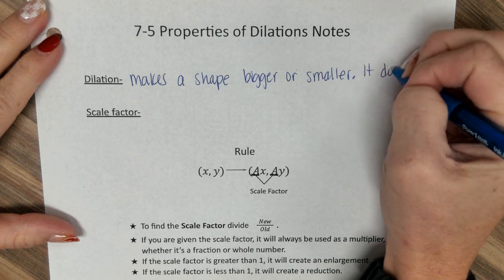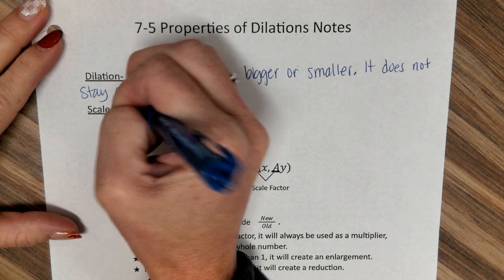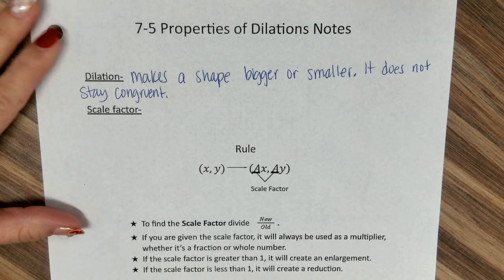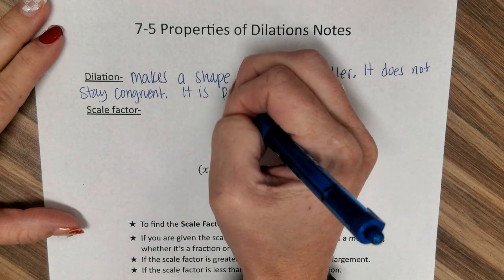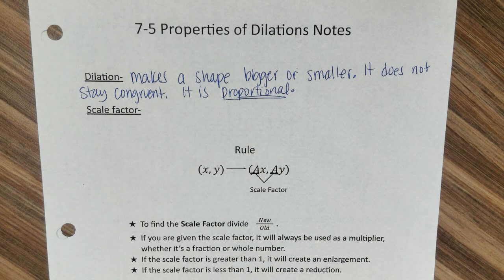It does not stay congruent. However, this is a big word. It is proportional. It is proportional to the old shape. Meaning, if I start with a triangle, I'm still going to get a triangle. So if they take the shape, it's going to look exactly the same. It's just going to be a bigger or smaller version. So it will be proportional.